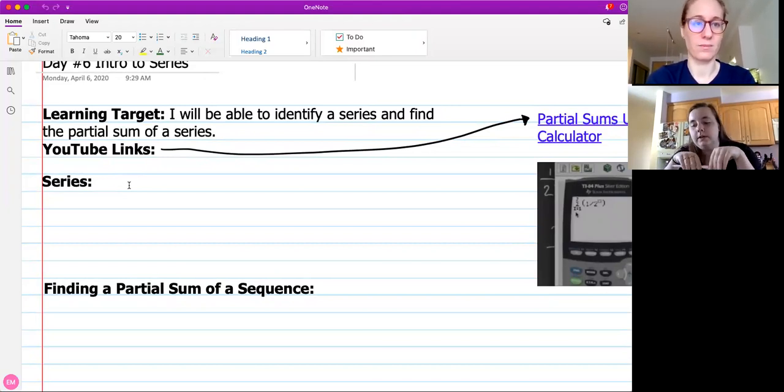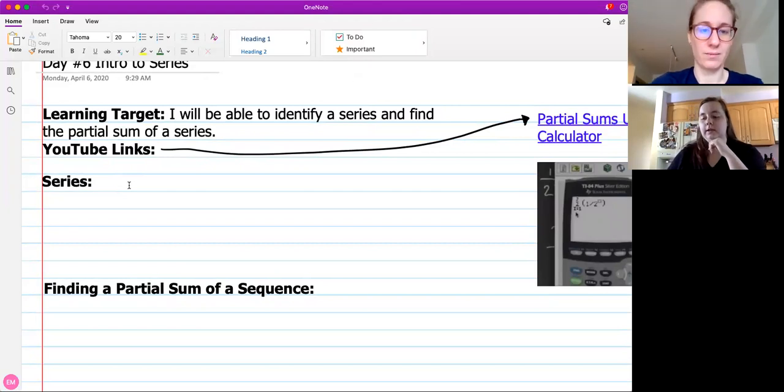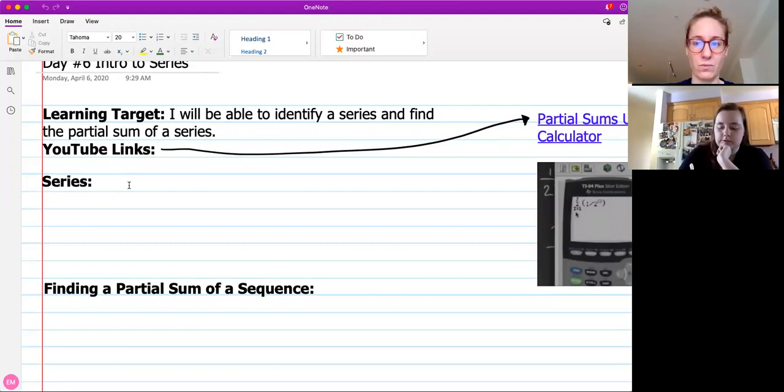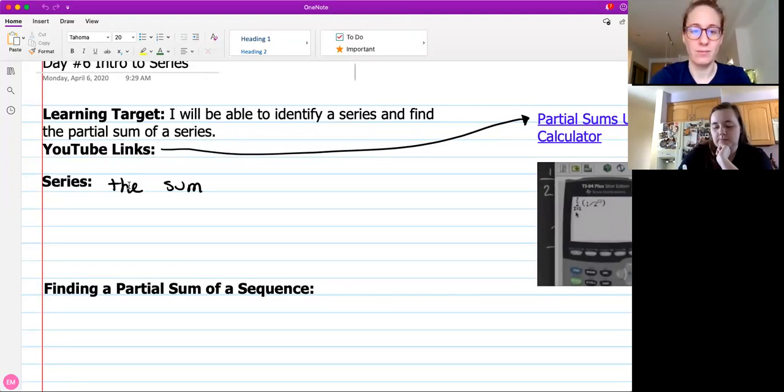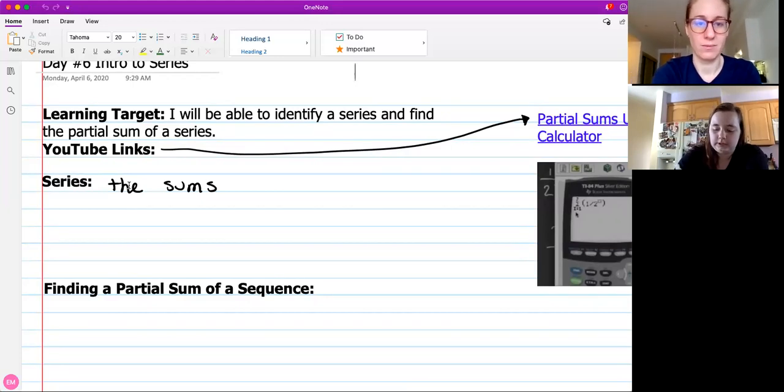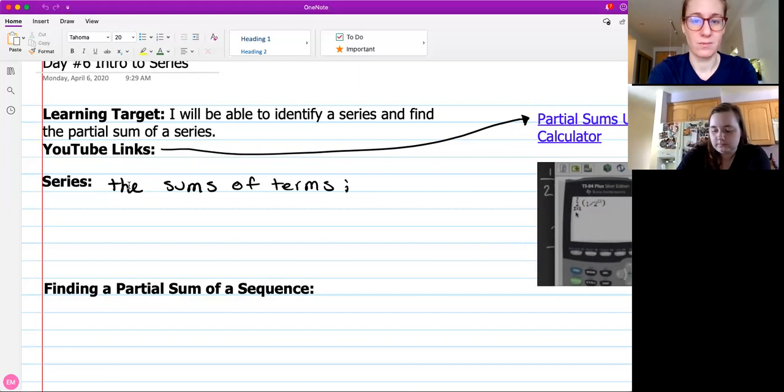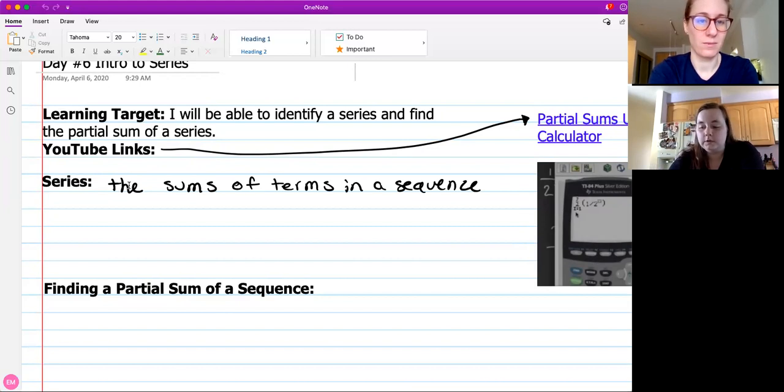So today we're talking about series, and a series is basically just the sum of terms in a sequence. So all those equations and the sequences that you learned last week, those all still apply here. And you will need the explicit equations. We'll see that in a sec, but you'll need the explicit equations from last week for this week.